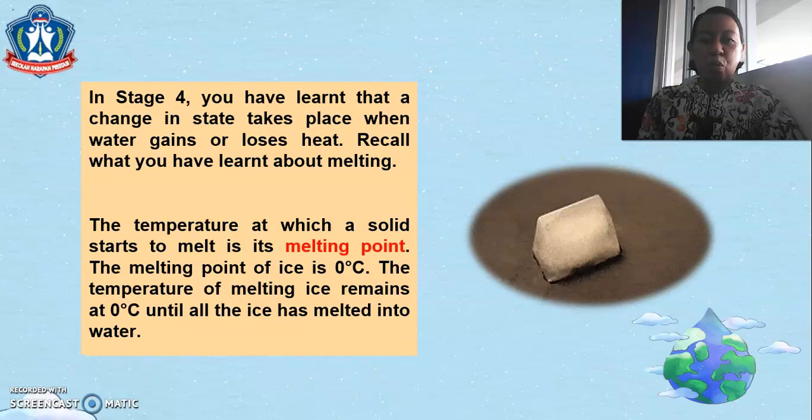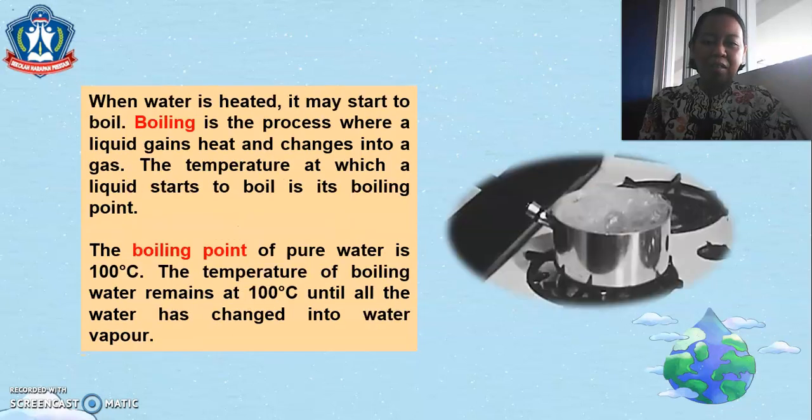In Stage 4, you have learned that a change in state takes place when water gains or loses heat. Recall what you have learned about melting. The temperature at which a solid starts to melt is its melting point. The melting point of ice is 0 degrees Celsius. The temperature of melting ice remains at 0 degrees Celsius until all the ice has melted into water.